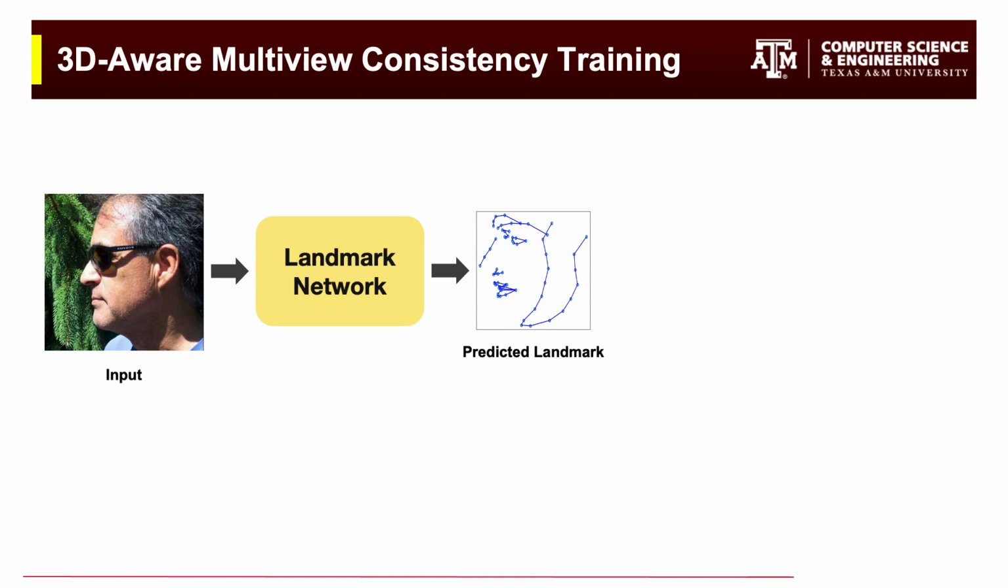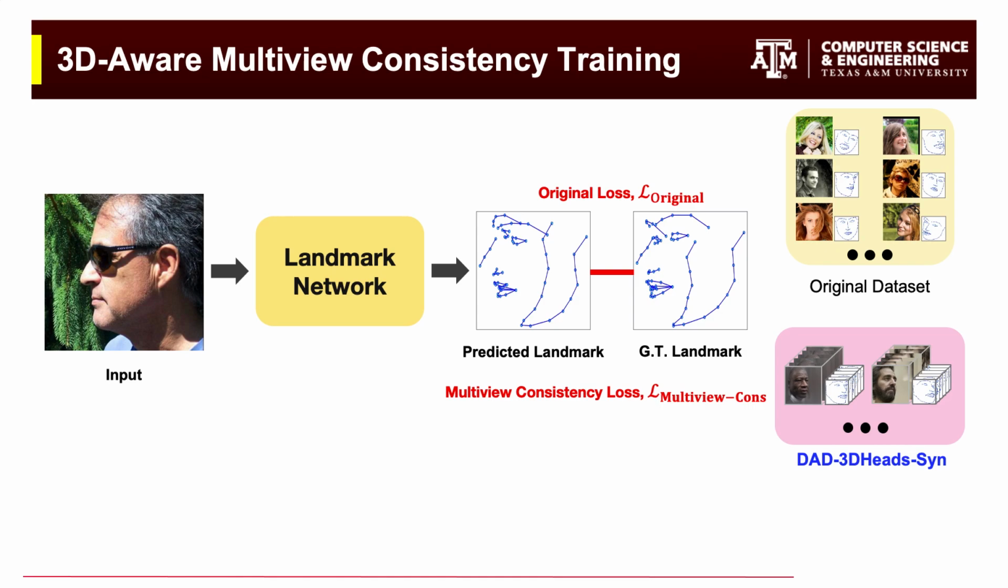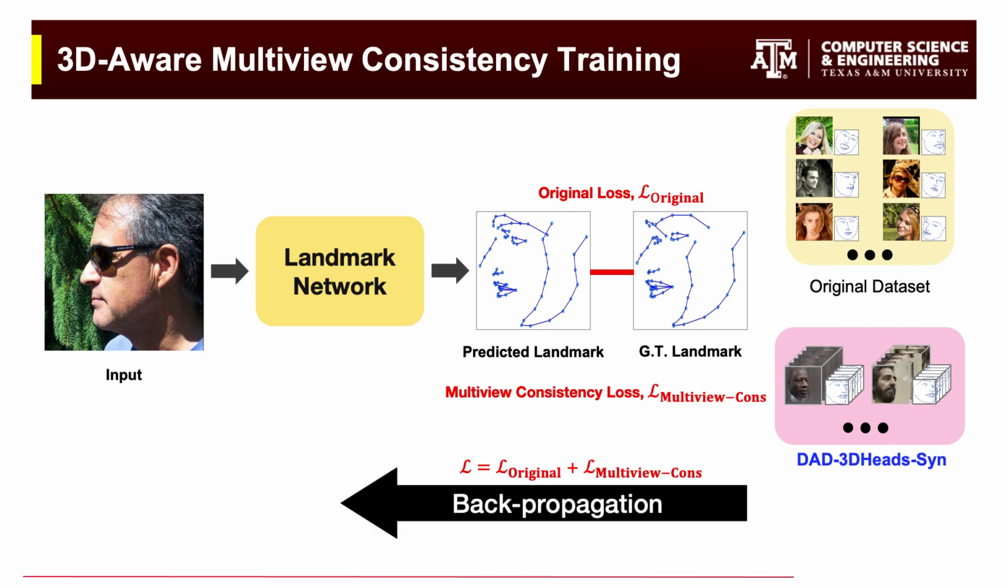Next, I'm going to discuss our 3D-aware multi-view consistency training. We fine-tune a pre-trained landmark detection network using both the original and our synthetic dataset. We use the original loss when using the original dataset, but propose a multi-view consistency loss, which I will explain in a bit, for training examples from our multi-view dataset. The overall loss is the combination of the original loss and the multi-view consistency loss, which is backpropagated to fine-tune the network.